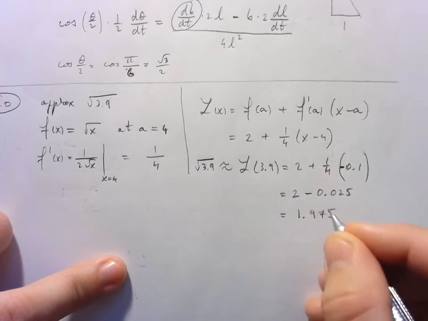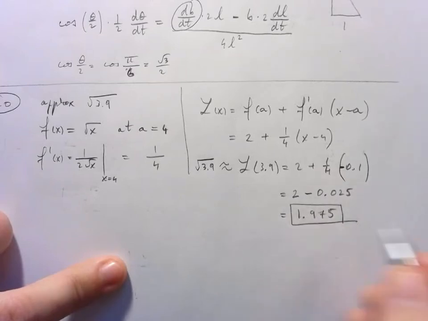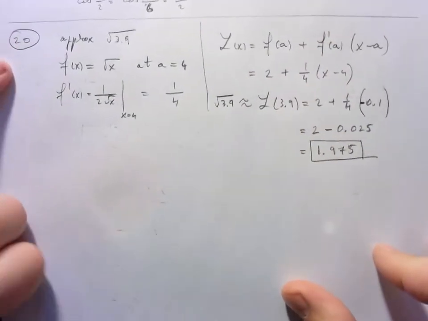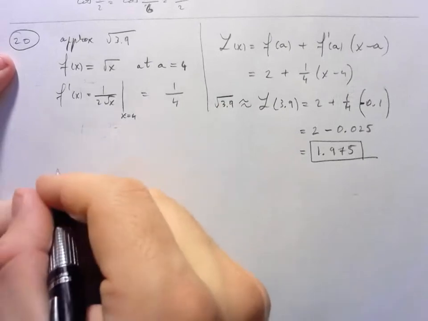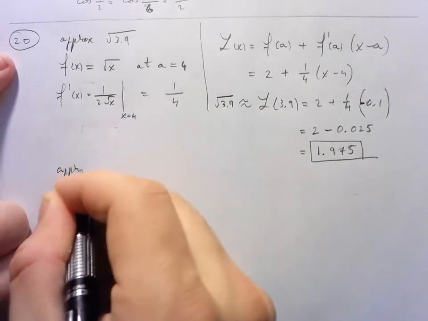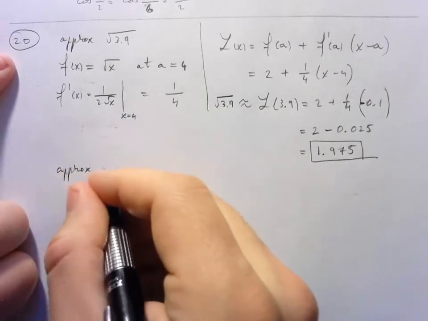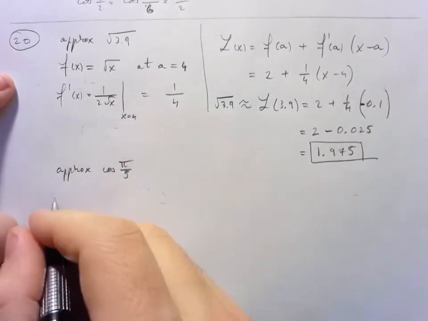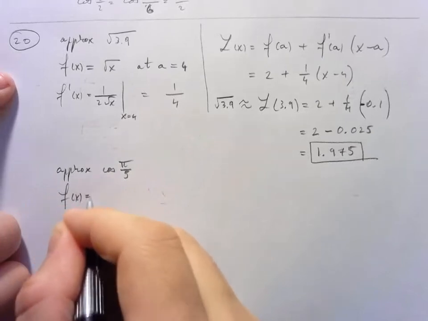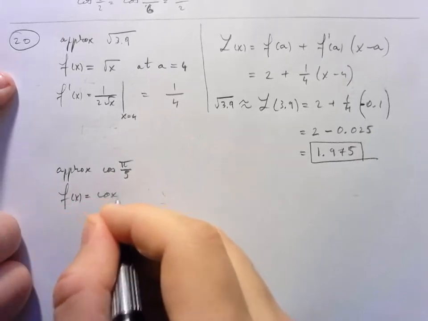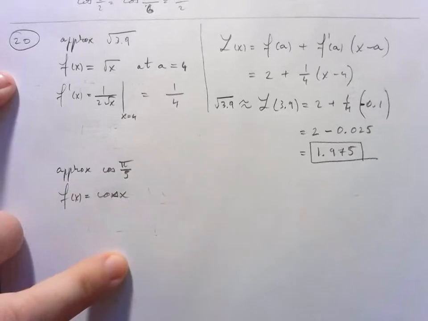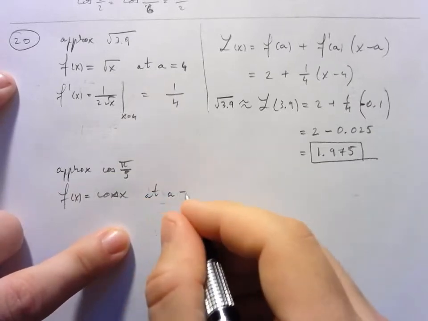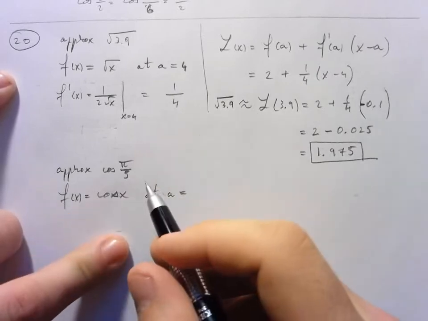975, I believe, if my algebra is correct. So that's the approximation there. For the second part, we want to approximate cosine of pi over 5, right? So obviously I'm looking at f of x is cosine of x, and the question is, for what a value do I want to find the linearization?